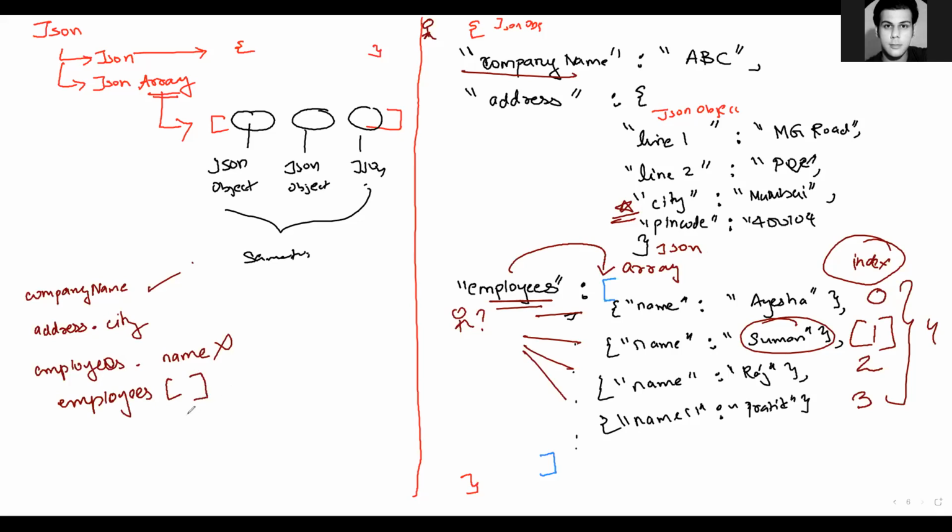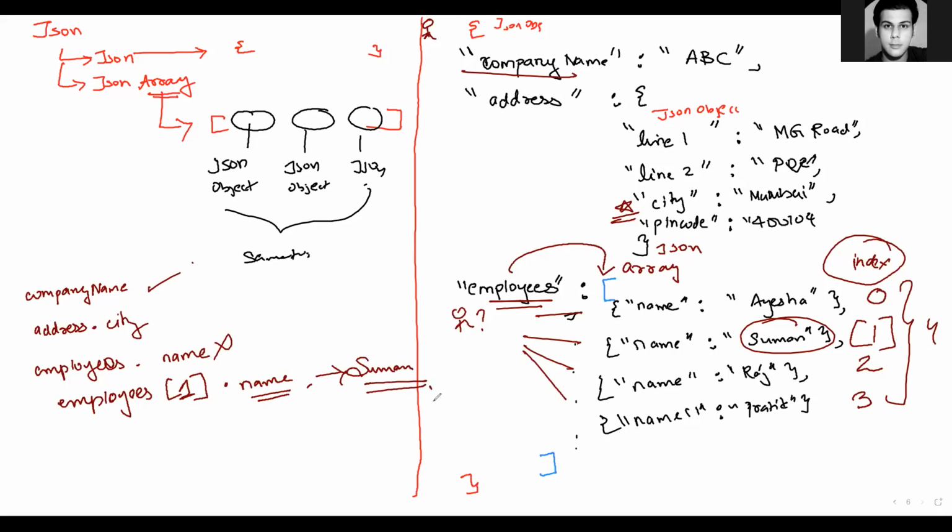What is the index that we want to go to? What will be the index for Suman? One. You will write square bracket 1 dot name. Boom. And this is going to give you the value Suman.